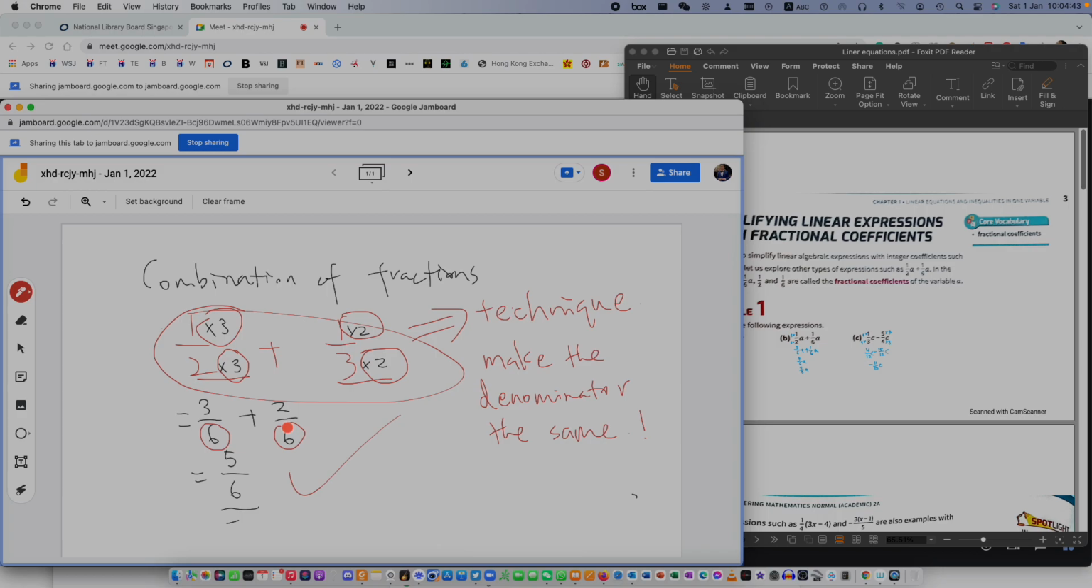Okay, so remember this technique. It's called make the denominator the same. So this is the simple addition of fractions. Now if I change this plus to minus, what do you need to do? Can you change this accordingly?